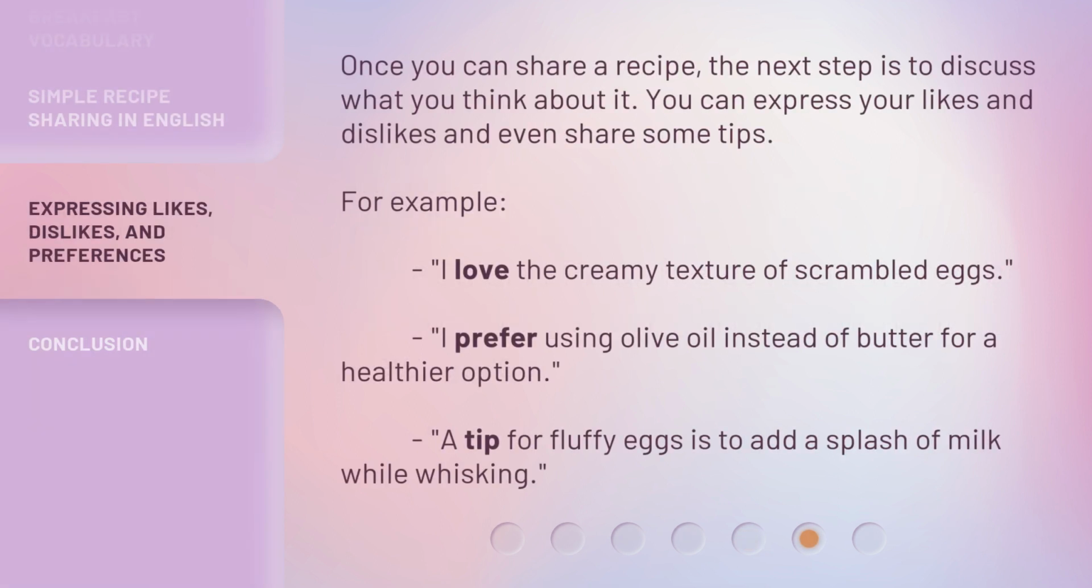Once you can share a recipe, the next step is to discuss what you think about it. You can express your likes and dislikes and even share some tips. For example, I love the creamy texture of scrambled eggs. I prefer using olive oil instead of butter for a healthier option. A tip for fluffy eggs is to add a splash of milk while whisking.